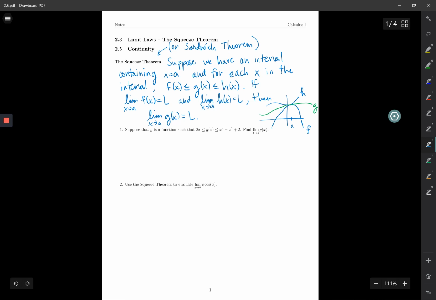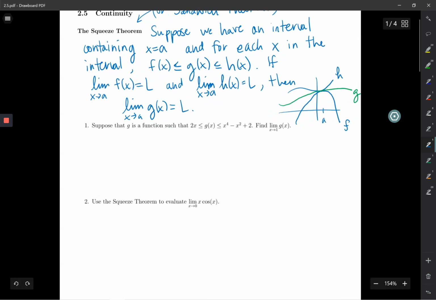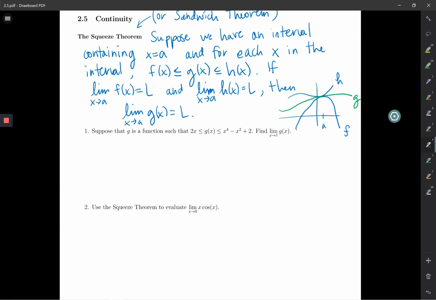Okay, so let's do some examples. In the first one, we are given that this function g is actually sandwiched between two functions. So we're just told that right off the bat. And so all we need to do is look at the limit as x goes to 1. We want to just compute the limits of the functions on either side, and if they're the same, then we can use the squeeze theorem to say that the limit as x goes to 1 of g of x is equal to whatever that may be.